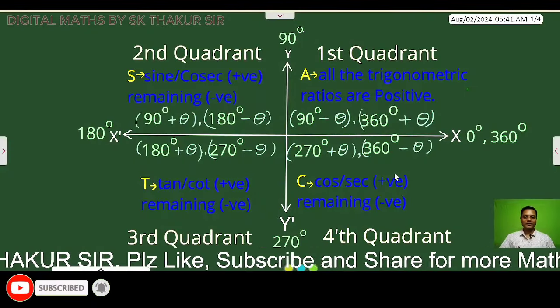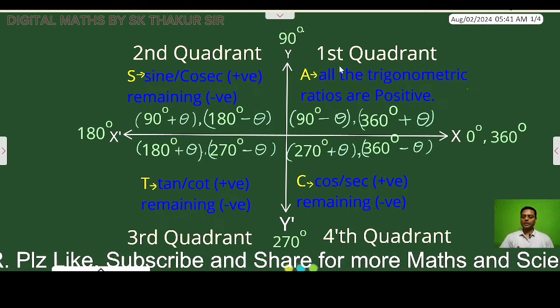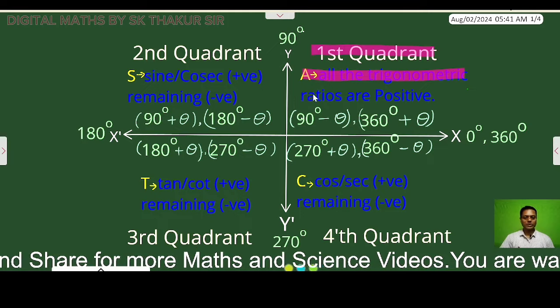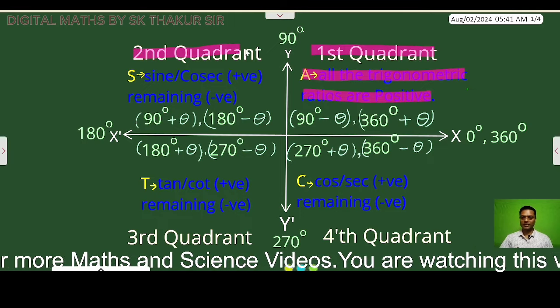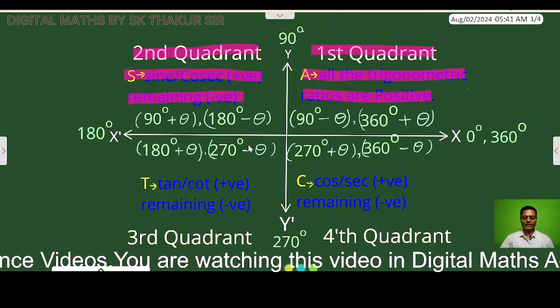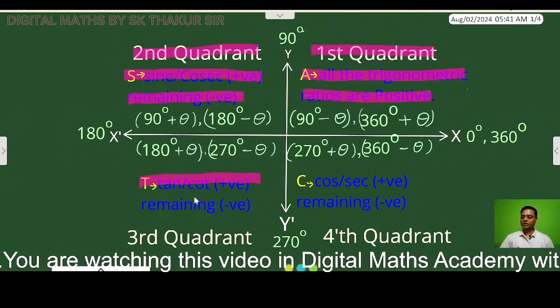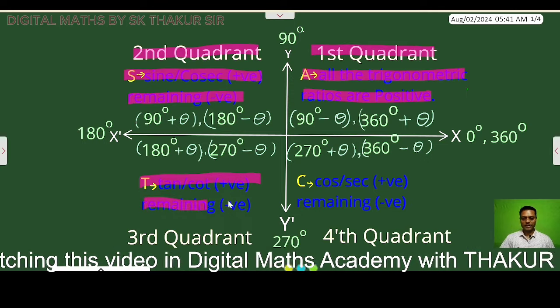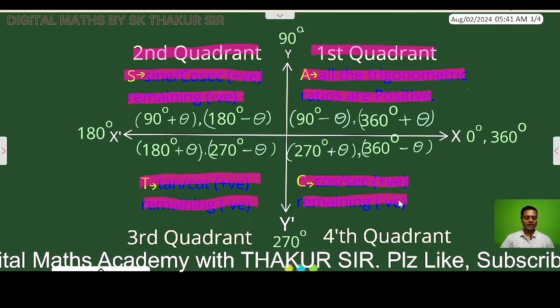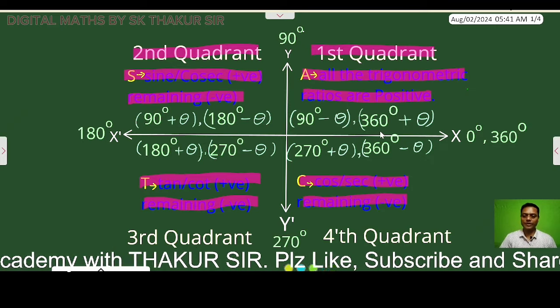Let's recap the tutorial of the first video. In the first quadrant, all the trigonometric ratios have positive value. In the second quadrant, except sine and cosec, all the trigonometric ratios have negative value. In the third, tan and cot are positive and the remaining are negative. In the fourth quadrant, cos and sec have positive value and the remaining have negative value.